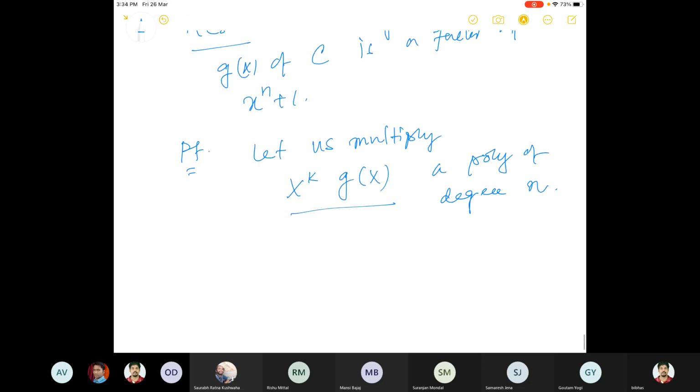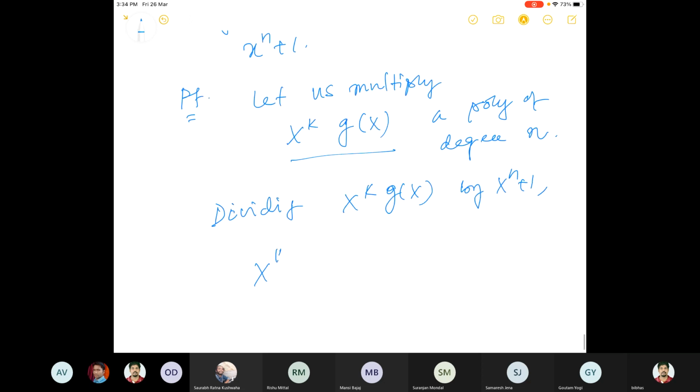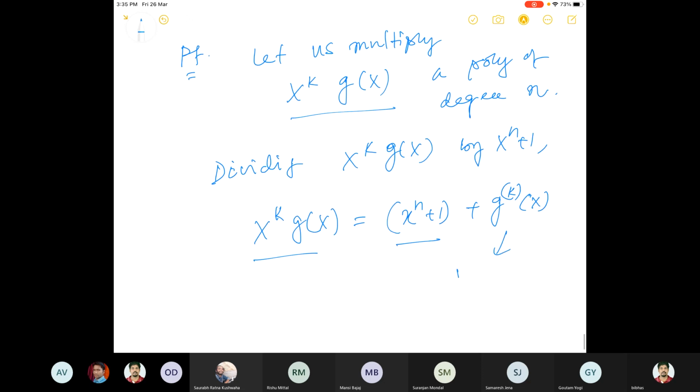Now, dividing x to the power k g(x) by x to the power n plus 1, what do we get? x to the power k g(x) should be x to the power n plus 1 plus some g to the power k(x). They have the same degree, so you just have some remainder. This is the remainder.